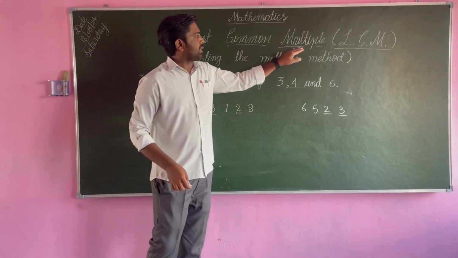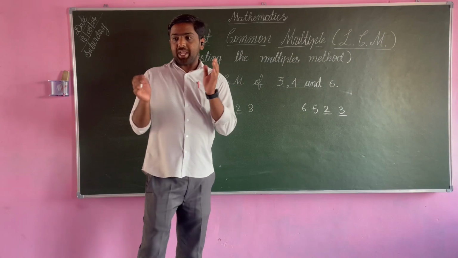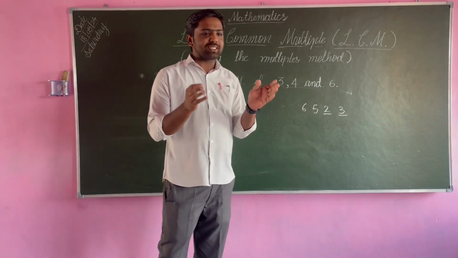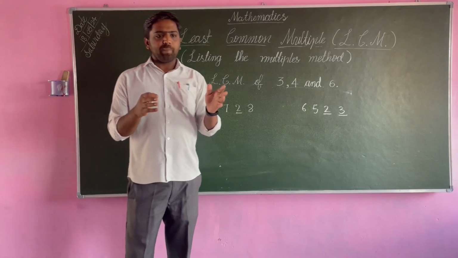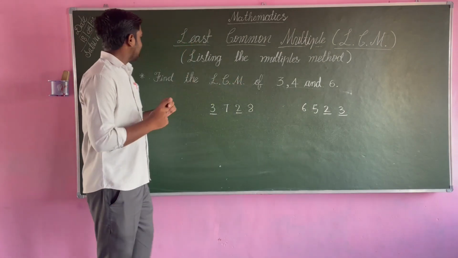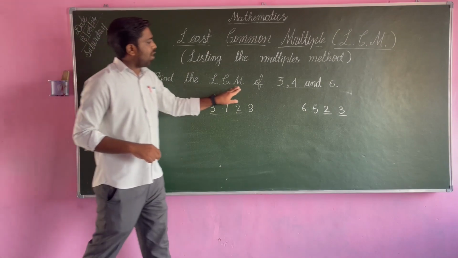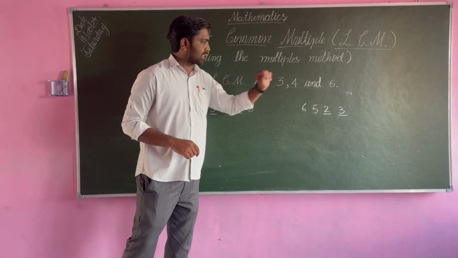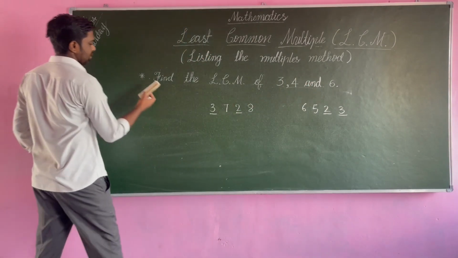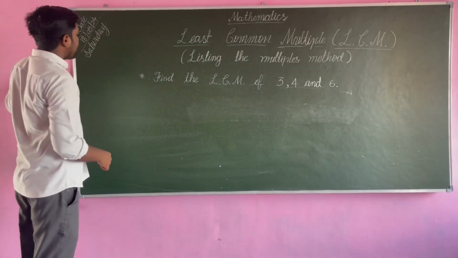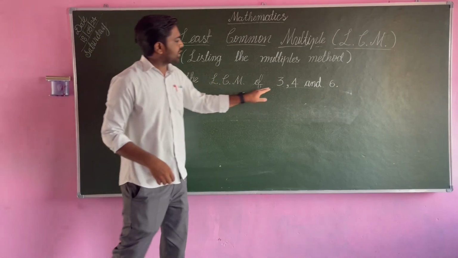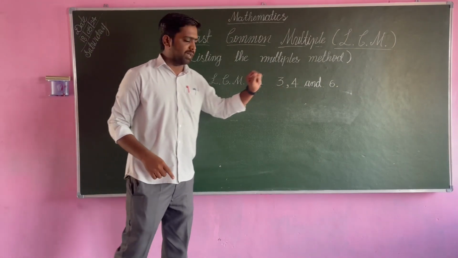What is meant by multiple? Multiple means a number you get when you multiply a certain number by an integer. An example will make it much clearer. Find the LCM of 3, 4 and 6. Write the first 6 multiples of each number.